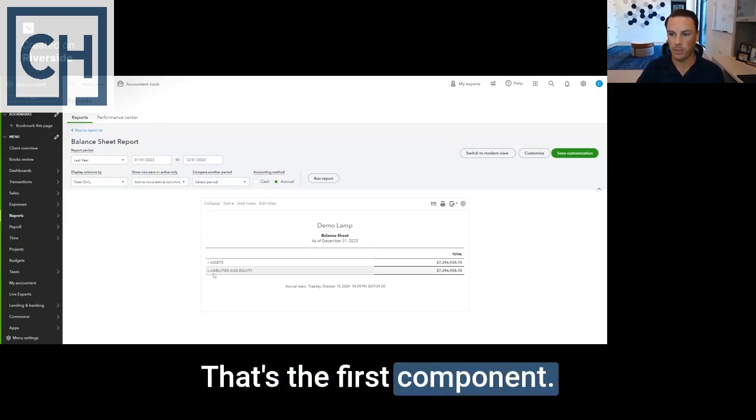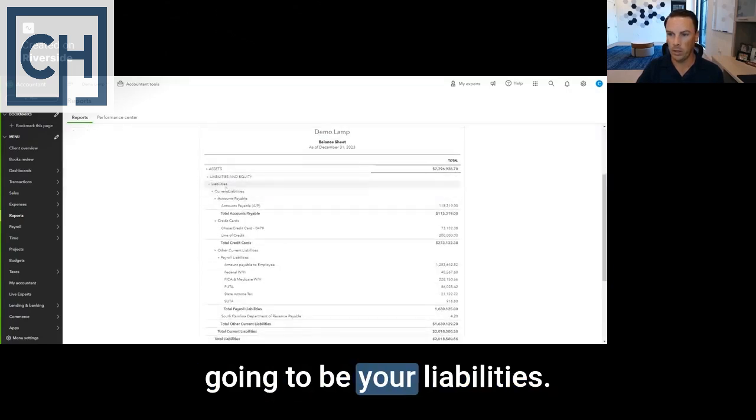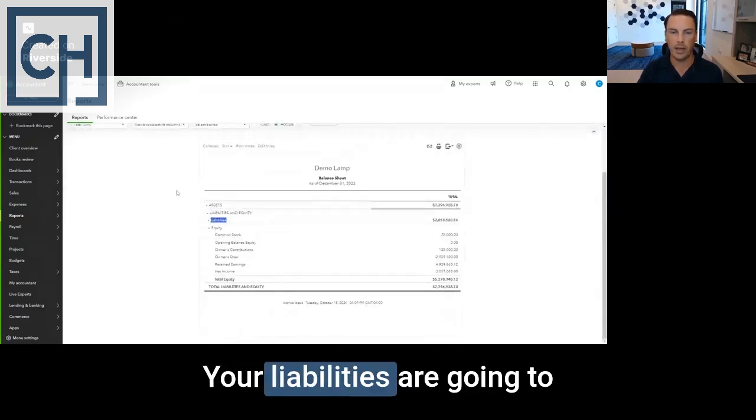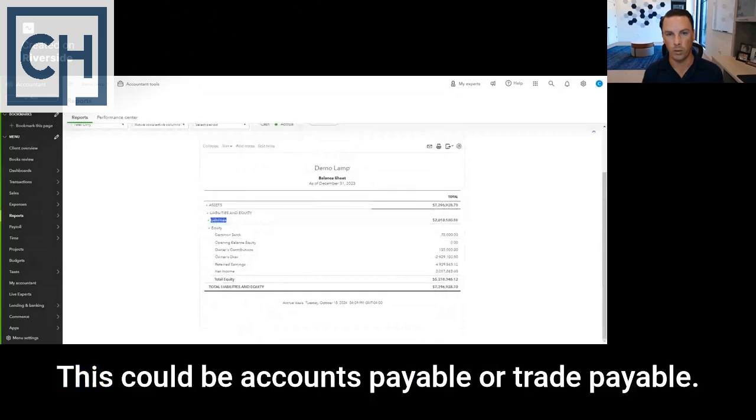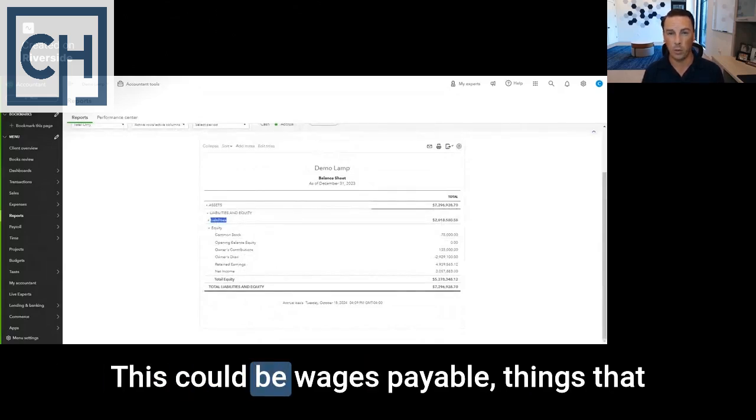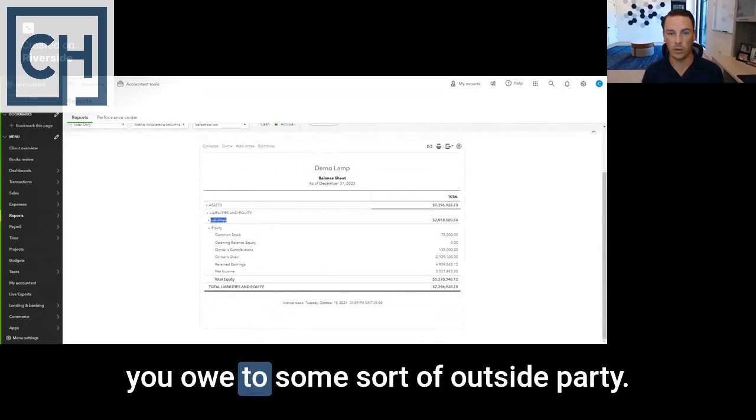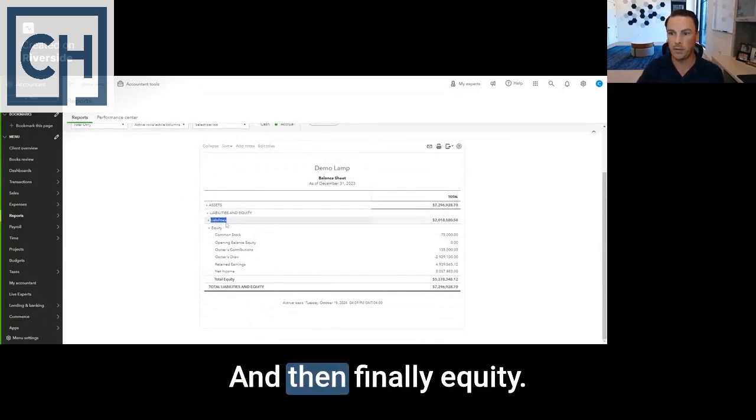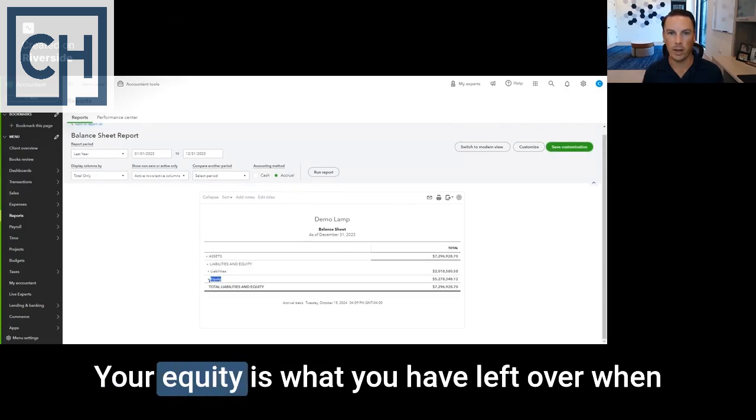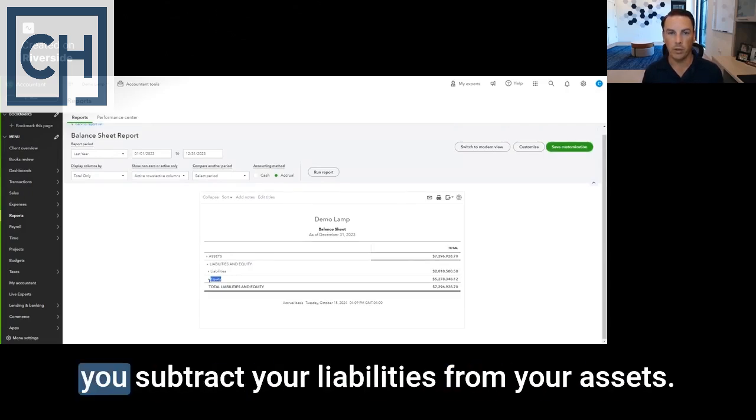That's the first component. The second component are going to be your liabilities. That's right here. Your liabilities are going to be the things that you owe. This could be accounts payable or trade payable. This could be wages payable, things that you owe to some sort of outside party. And then finally, equity. Your equity is what you have left over when you subtract your liabilities from your assets.